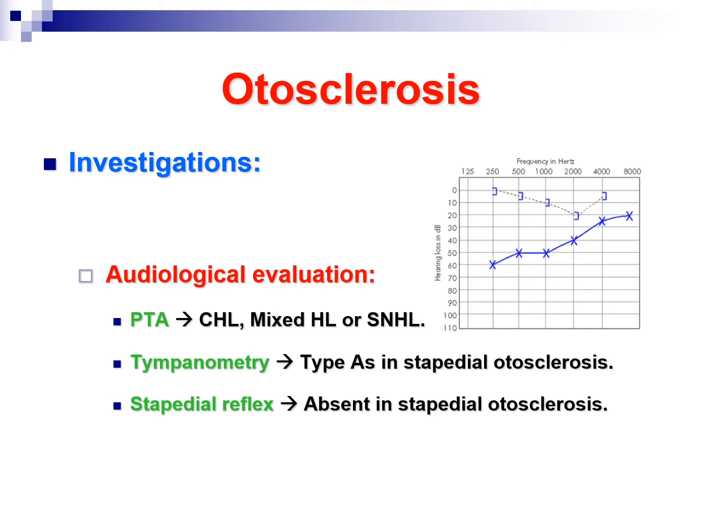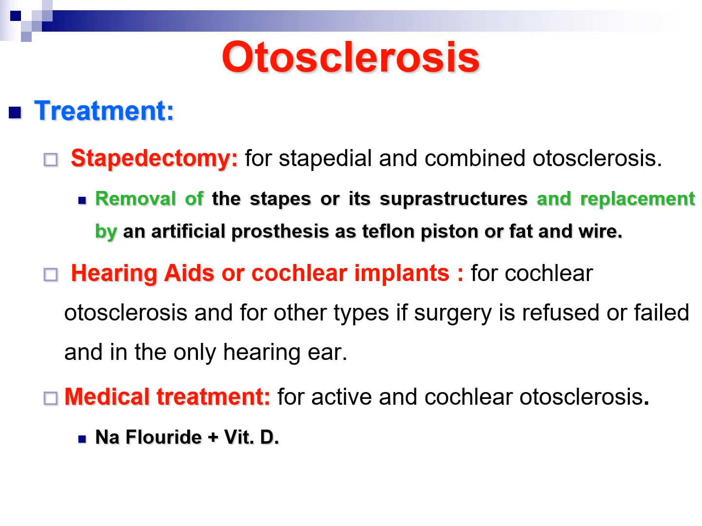In terms of investigation for otosclerosis, in the audiological evaluation, pure tone audiometry will reveal either conductive, mixed, or sensorineural hearing loss. The tympanometry in most cases will reveal type As in stapedial otosclerosis, and the stapedial reflex is mostly lost in stapedial otosclerosis.